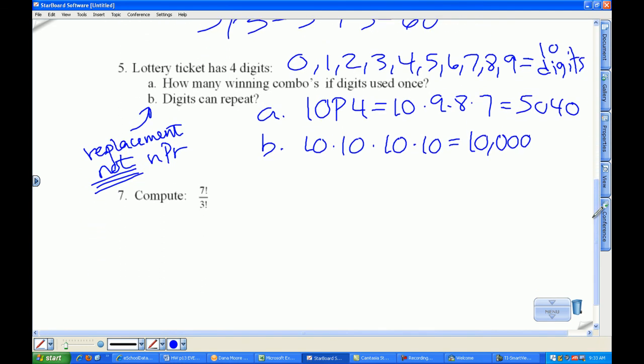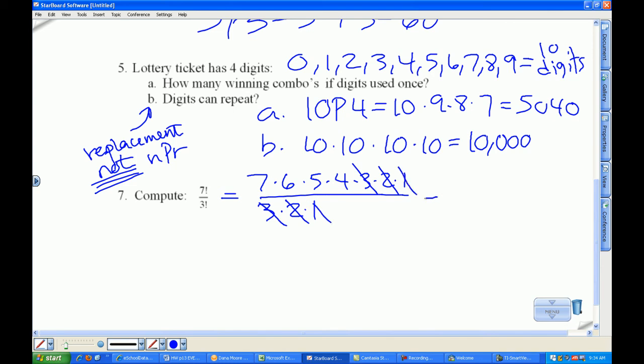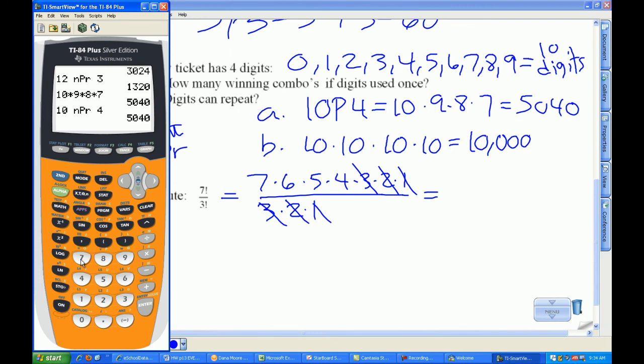All right, let's compute 7 factorial over 3 factorial. Very interesting thing happens here when you divide factorials like this. This is 7 times 6 times 5 times 4 times 3 times 2 times 1. On the bottom, 3 times 2 times 1. Cancel some stuff out before you multiply. Then we get 7 times 6 times 5 times 4, which is 840. Okay?